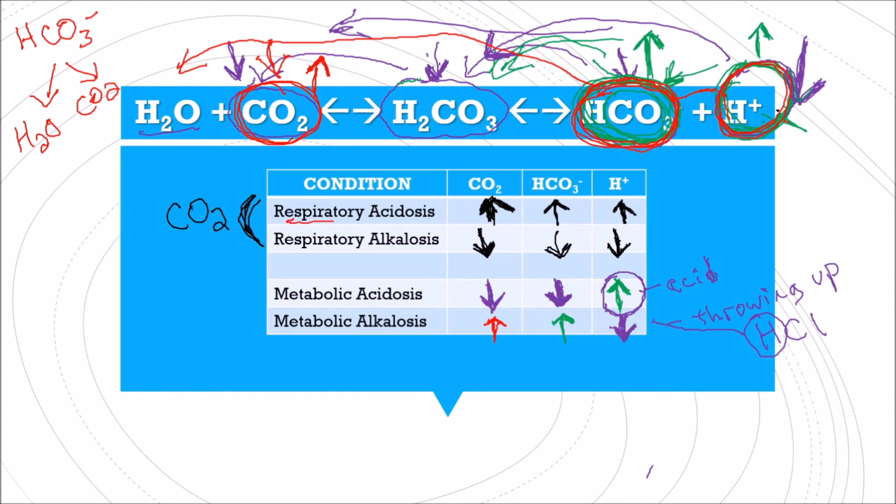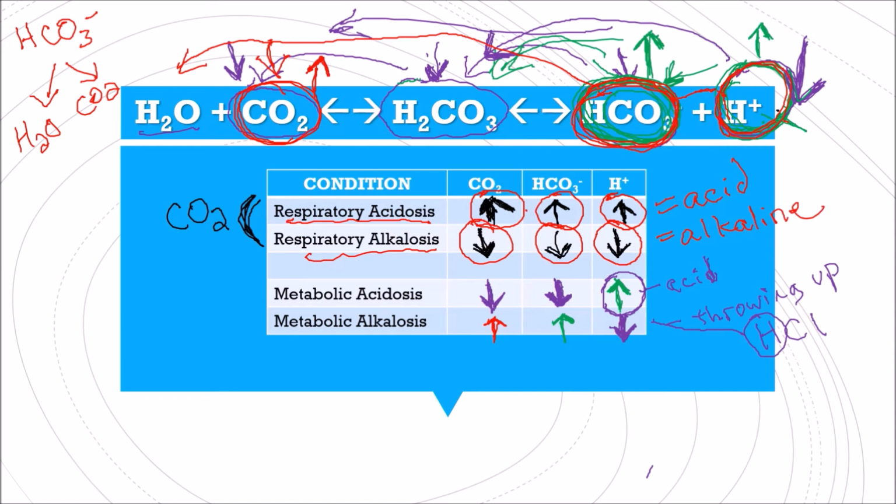So once again, respiratory acidosis is started by an increase in CO2 levels, which increases the bicarb levels, which increases the hydrogen proton or the hydrogen ion levels, and that's acid. In respiratory alkalosis, if your carbon dioxide levels go down, then your bicarbonate levels are going to go down, and therefore your hydrogen levels are going to go down, and that creates an alkaline situation.